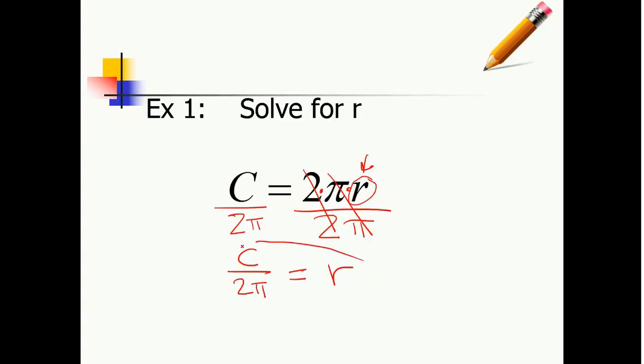R is all alone. I solved for him. That means my question is done. I found what r is equal to. R is equal to the circumference divided by 2 pi.